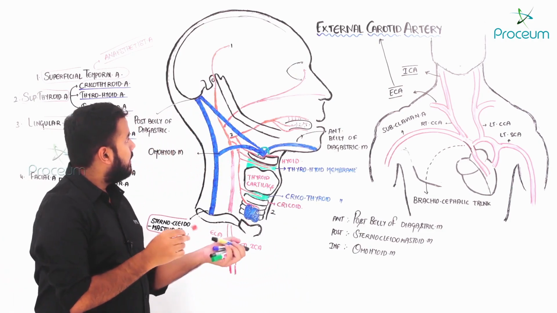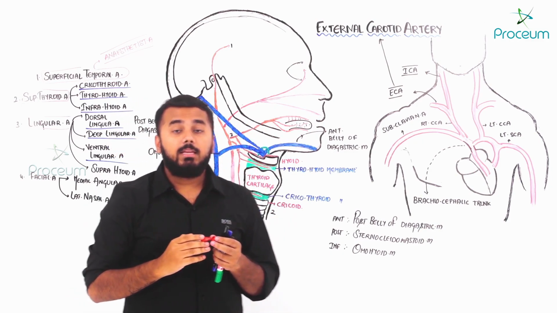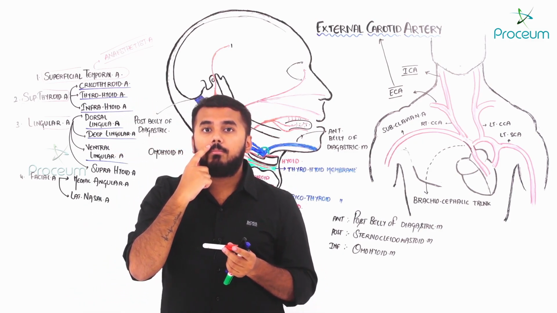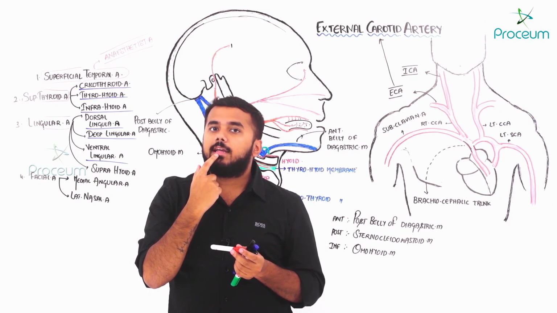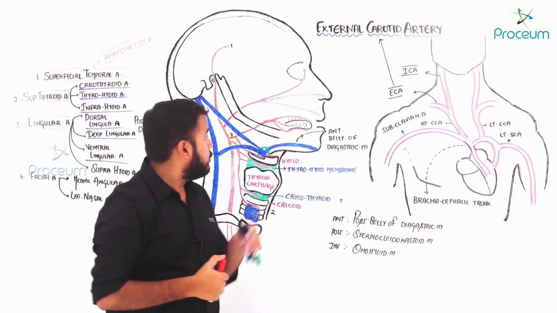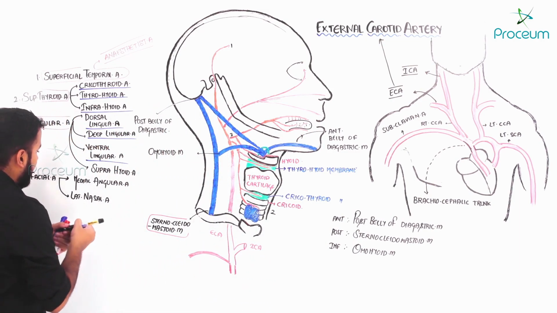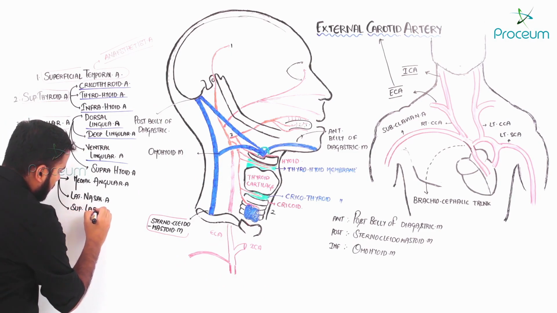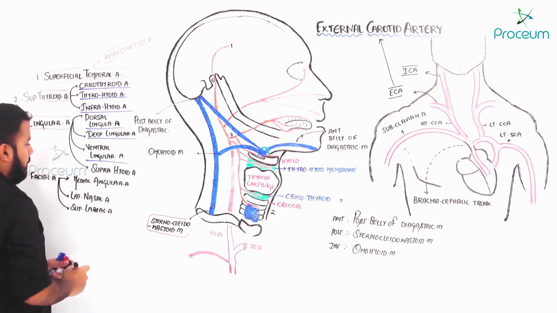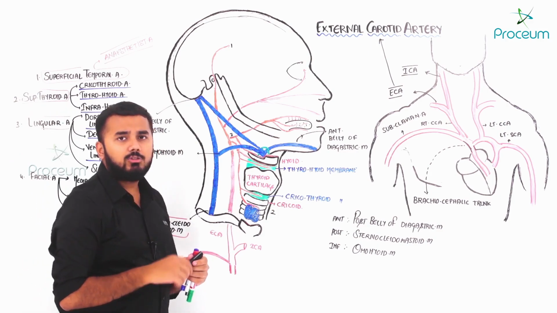The third important thing is that it gives out a branch that supplies your upper lip. What do you call your upper lip in Latin? You call it superior labium, and the lower lip you call inferior labium. So it is supplying the superior labium, or the upper lip. So I can call this artery the superior labial artery. And obviously, it even supplies the lower lip.